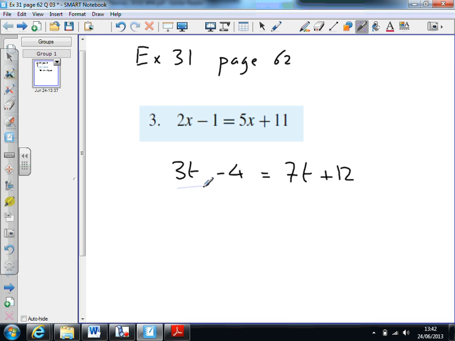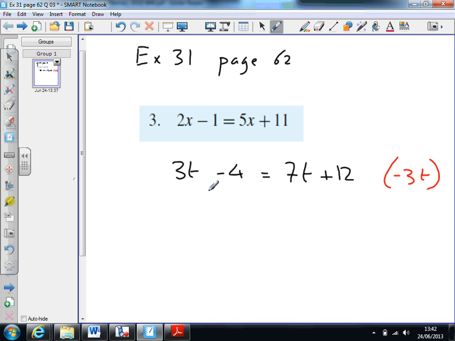So I could subtract 3t from both sides, and that will get rid of this. Subtracting 3t from this side will leave me with 4t. Or I could subtract 7t from both sides, leaving no t's on the right-hand side, which would mean I'd have to subtract 7t from this side, which would leave minus 4t. Not a good idea to leave a negative number of t's, so I would go down the route of subtracting 3t from both sides. So I'm going to take 3t from both sides, which will mean that I end up with only t's on one side, and that's a positive number.